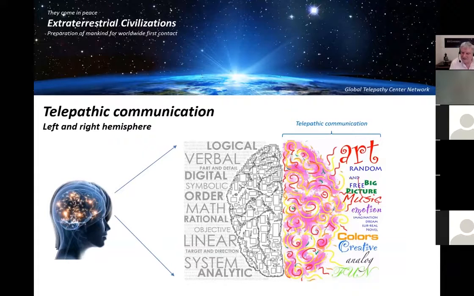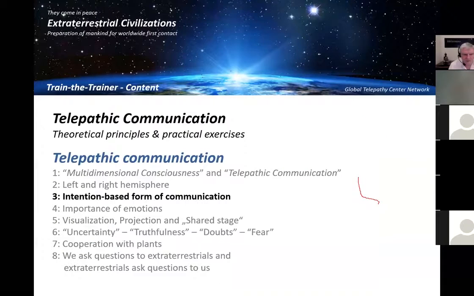It's that simple. And if you have telepathic communication events with your participants later, you can use this kind of exercise to activate the telepathic communication channel.